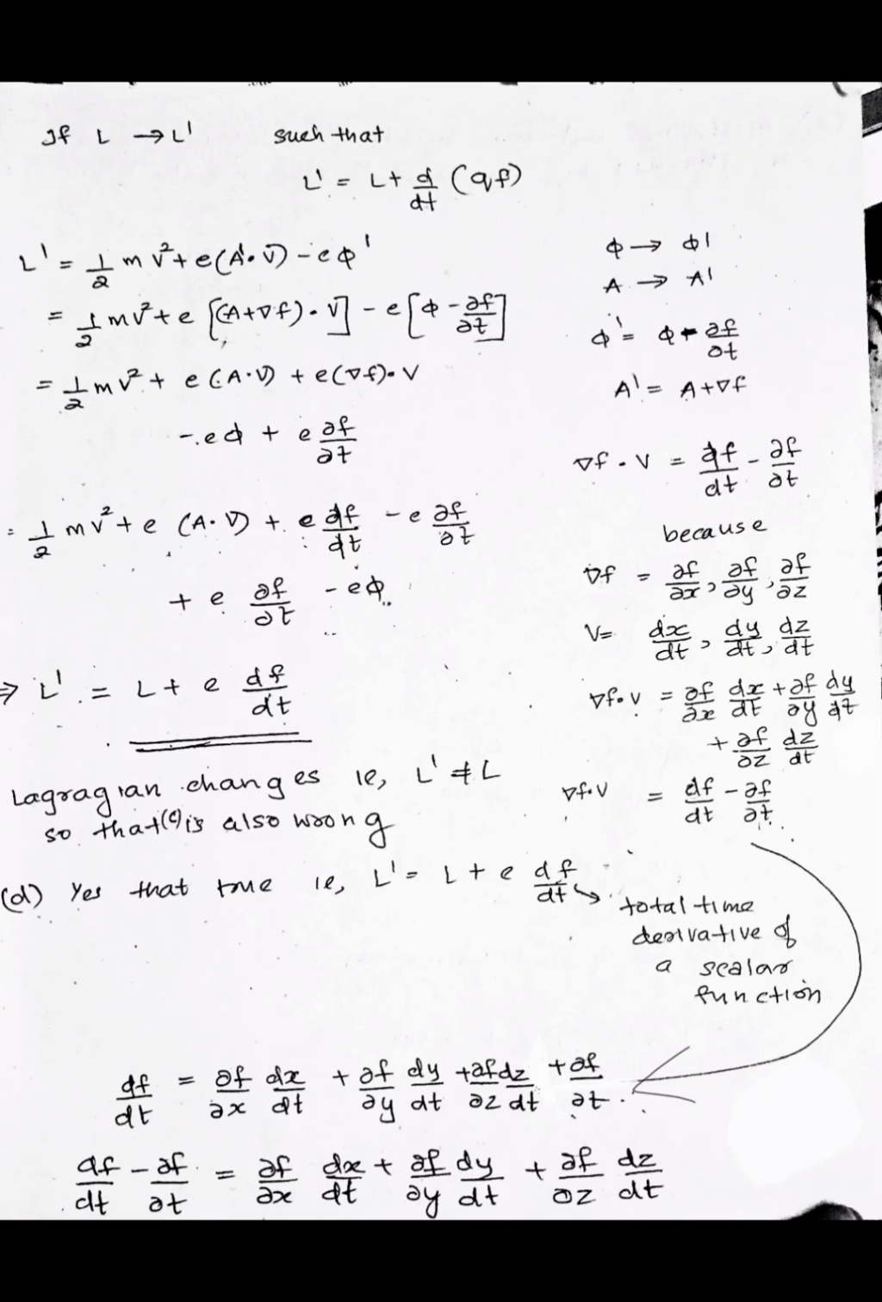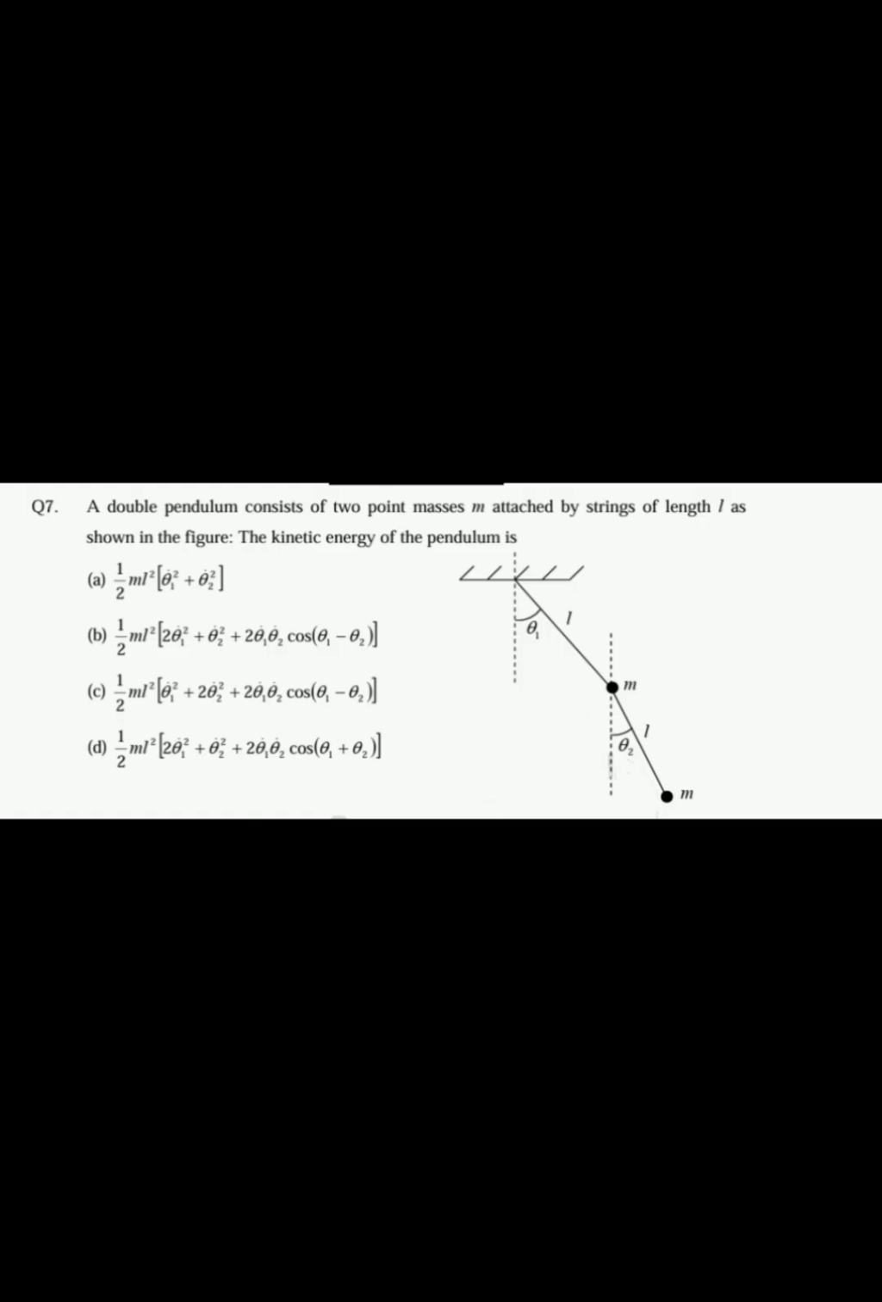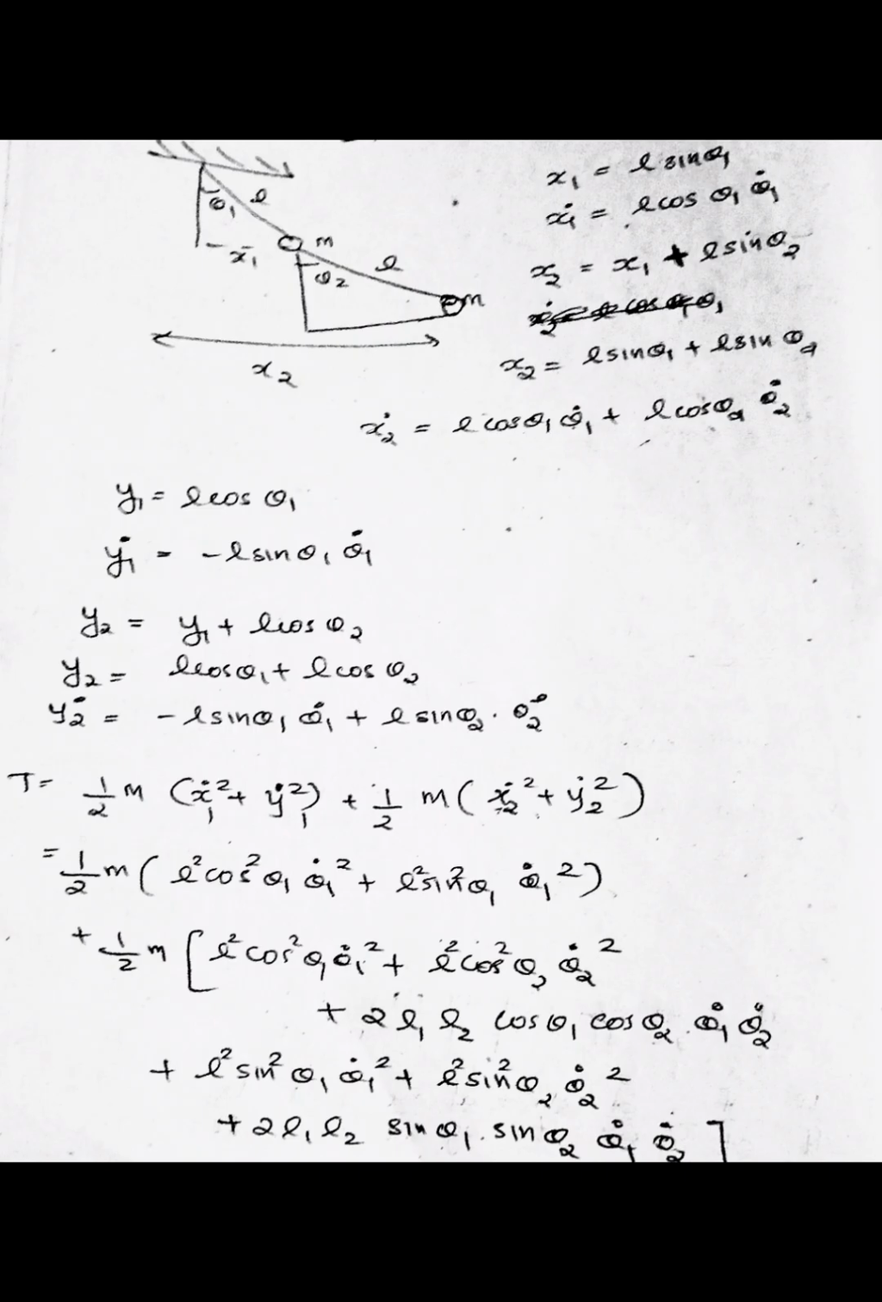So the next question is, a double pendulum consists of two point masses m attached by strings of length L as shown in the figure. The kinetic energy of the pendulum is dash. So here we need to calculate the kinetic energy of this double pendulum. It is given that the double pendulum has length L, and it makes angles theta 1 and theta 2.